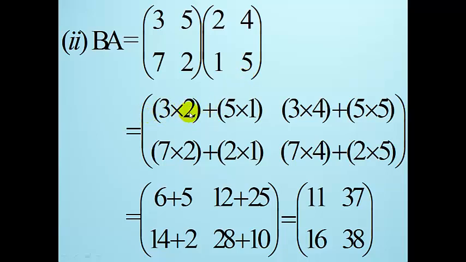So 3 times 2 is 6 plus 5 times 1 is 5. 3 times 4 is 12 plus 5 times 5 is 25. 7 times 2 is 14 plus 2 times 1 is 2. 7 times 4, 28 plus 2 times 5, 10. Now 6 plus 5 is 11. 12 plus 25, 37. 14 plus 2, 16. And 28 plus 10 is 38. So it means that BA is equal to [11, 37; 16, 38].